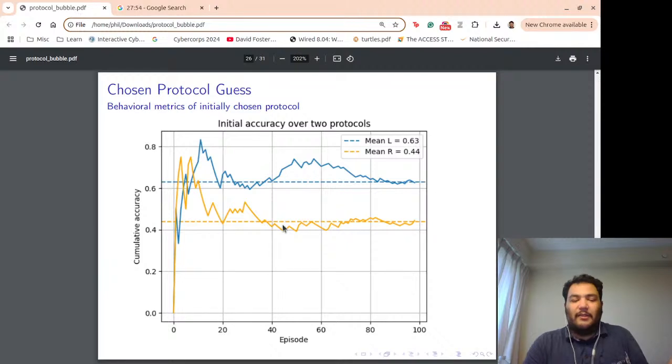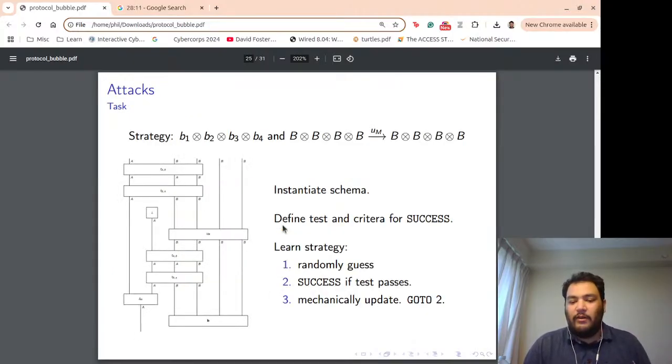So my random guess really is random. I have figured out some way to represent this, but my initial guess didn't take any hard work, and that's reflected by the fact that it basically shows random behavior. But then what I want is for my mechanical update to work, and so I'm going to show you the progress of this update over time.